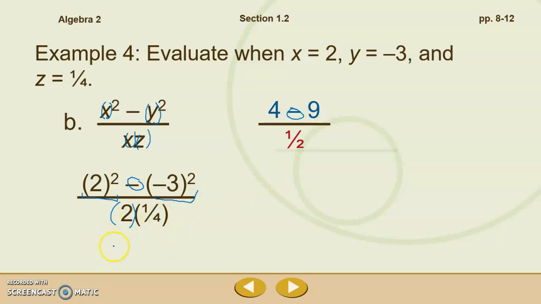If you've forgotten how to multiply fractions, 2 is just the same as 2 over 1. Not only is it a natural number, it's also a whole number, an integer, and a rational number. We can write it as a fraction.